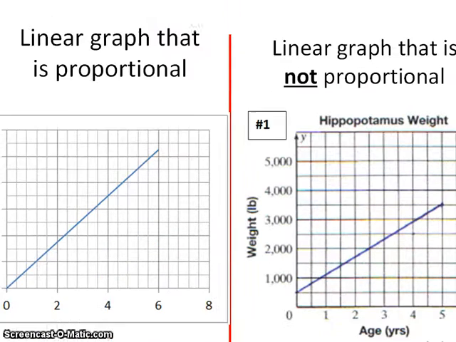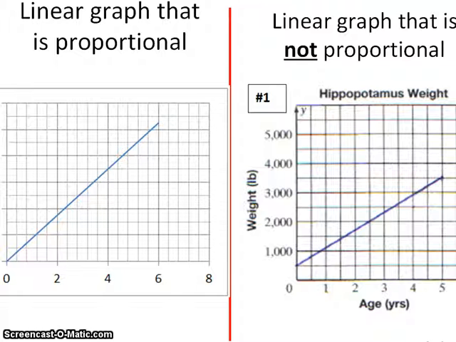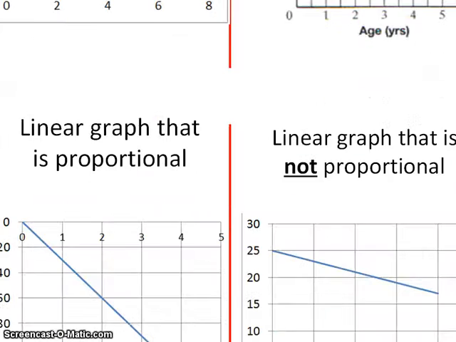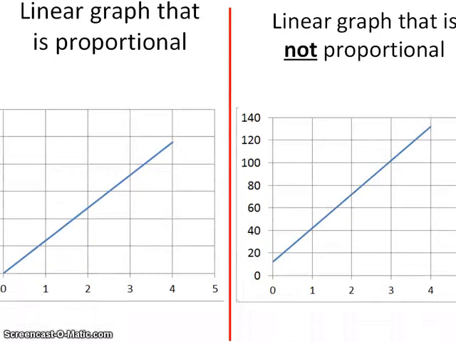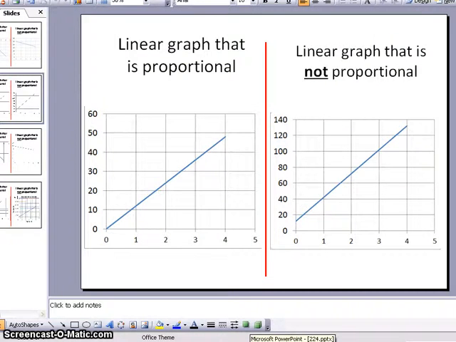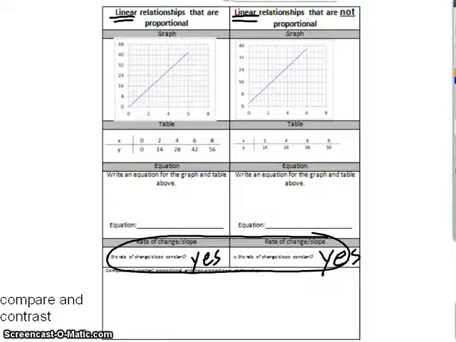Again, the one on the left is proportional, the one on the right is non-proportional. So take a minute and go ahead and write down here what's the difference right here. Compare and contrast. How are they the same and how are they different? Proportional and non-proportional relationships. Do that now, and then when you're done, you can watch the final video.